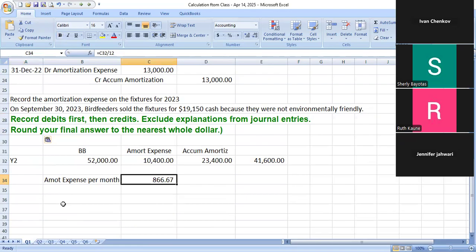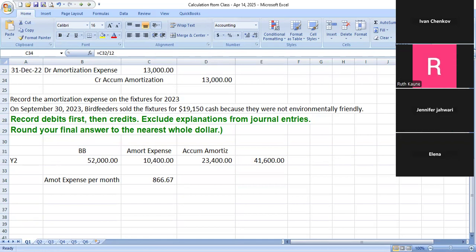What will be my journal entry here? Debit cash? Why would it be debit cash? Why not, we get money? No, I'm going to do the amortization first, and then I'm going to get the money, right? Because I want to see how much will be my accumulated amortization up to this point. Make sense? I need this amount here. So first I'm going to do the amortization.